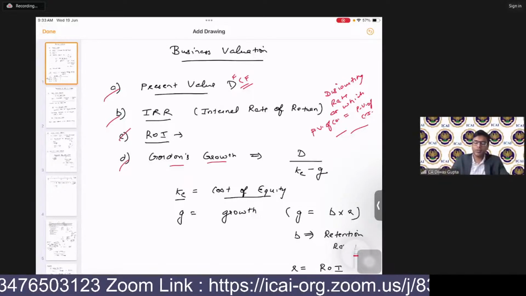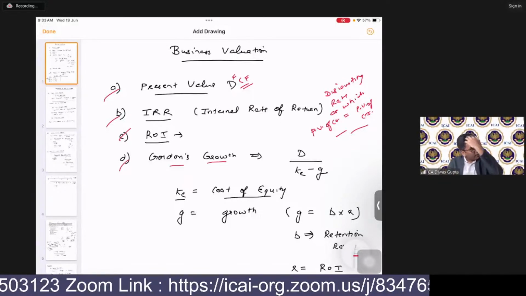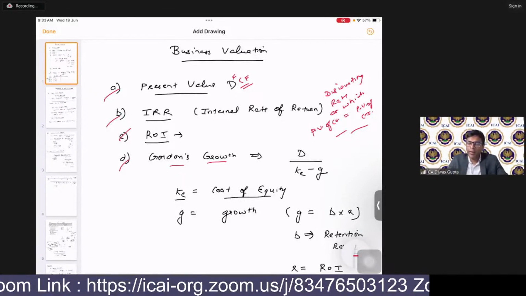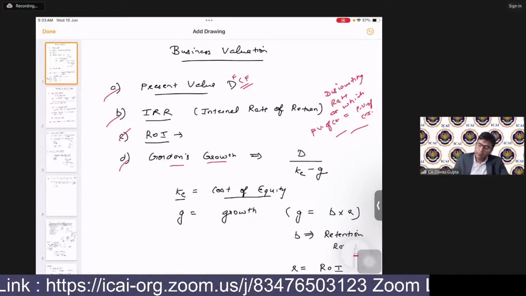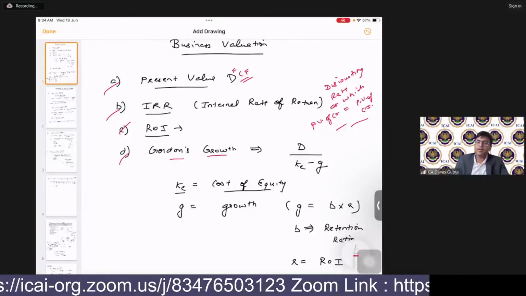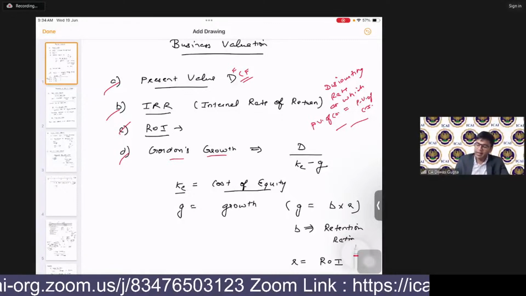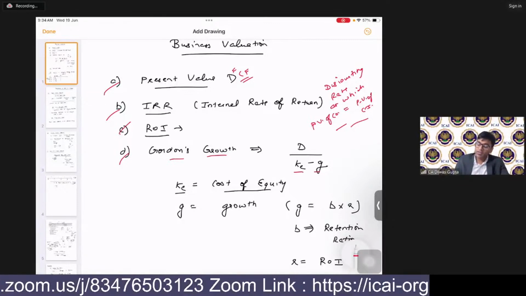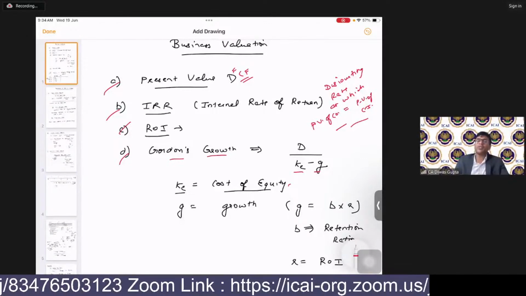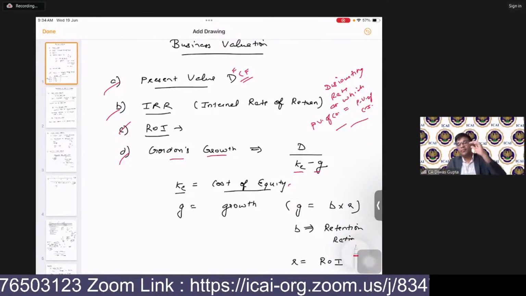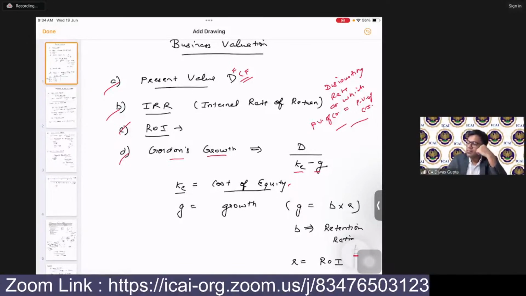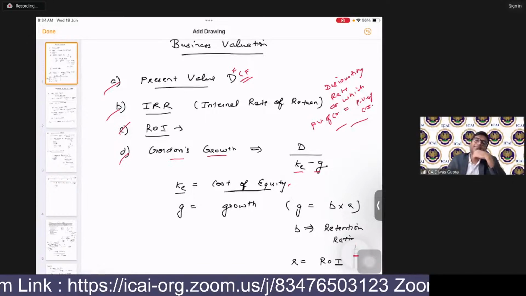Then Gordon's growth. So there is a formula for the dividend that we have discussed, which is Gordon's growth model. It says that whatever your next year's dividend is, if you divide it by the difference between your cost of equity minus growth, you will arrive at the value. Value of what? Value of the equity, right? Because dividend you pay on equity.